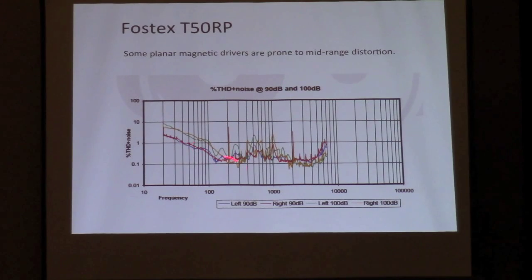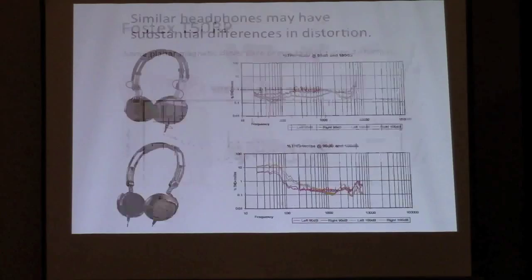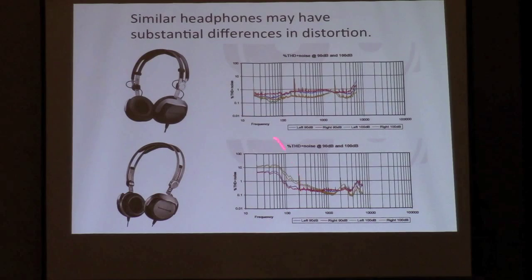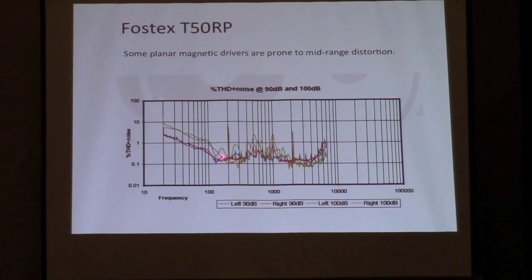Okay, here's a Fostex T50RP. This is an old sealed headphone, but you can see we've got some rising bass distortion, and that's, as I say, fairly common in headphones. Oh, this time it's not curved. That one, see how it goes up and then it levels out, and this one just goes up and keeps going up.